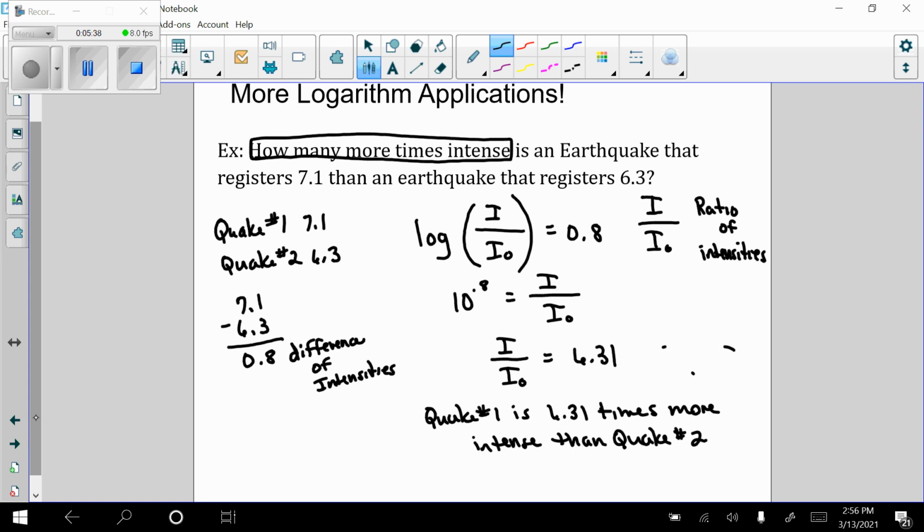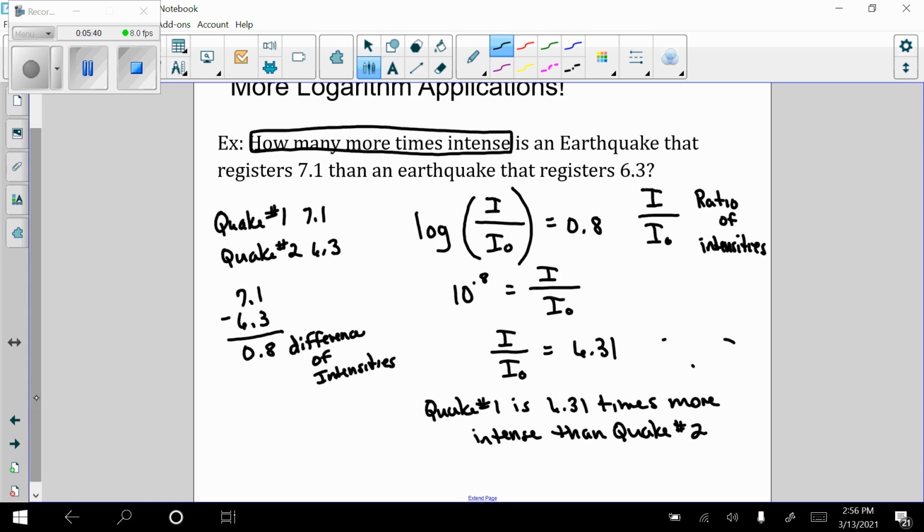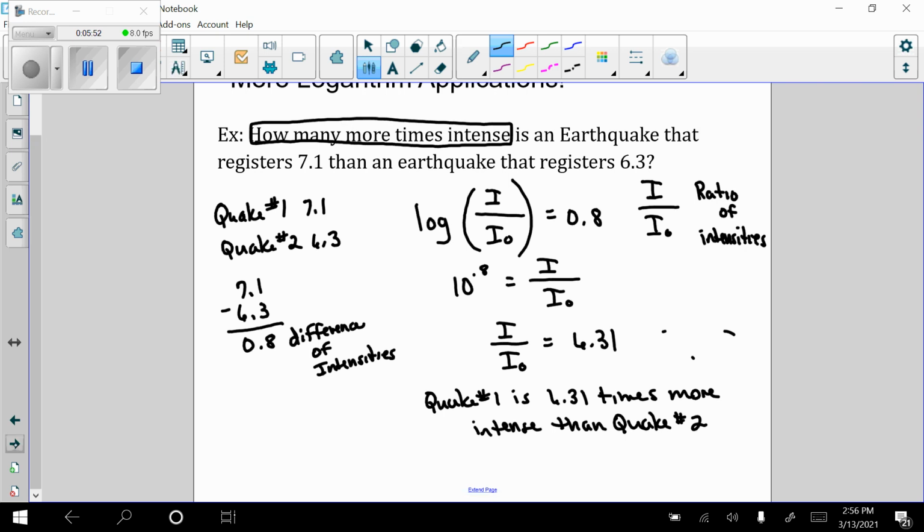So the Richter rating is not necessarily intensity. It's just the magnitude or the strength of that earthquake. So that's why these get a little bit more complicated. You got to think a little bit farther outside the box.